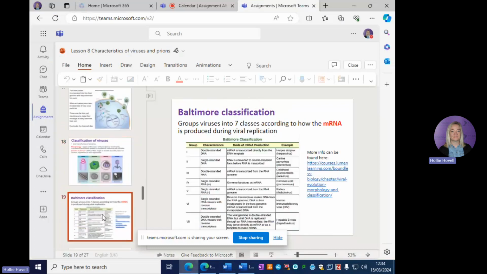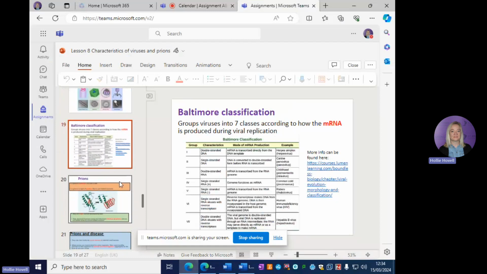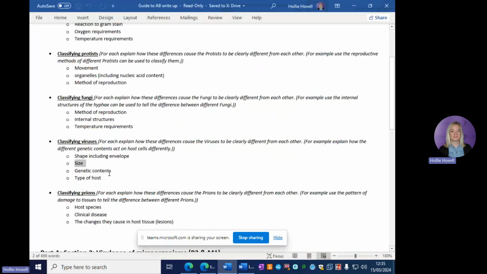You can talk about the size of viruses, how different viruses are different sizes, and how that might help to classify them as well. Now, for classifying viruses, you might want to add in some detail about Baltimore classification, and this goes with your DNA section. Depending on the type of mRNA that they produce when they multiply, they can be classified in the Baltimore classification system. So link that into your nucleic acids section for this one here.